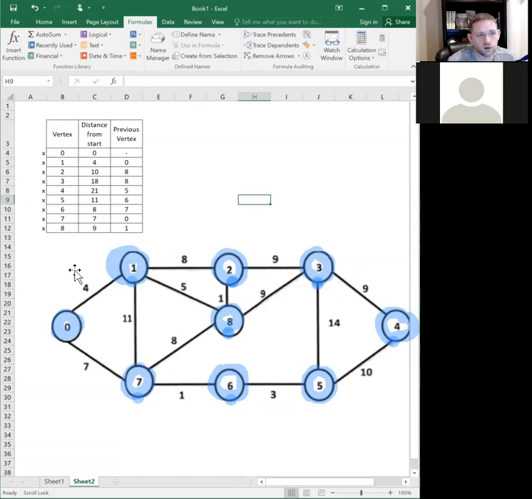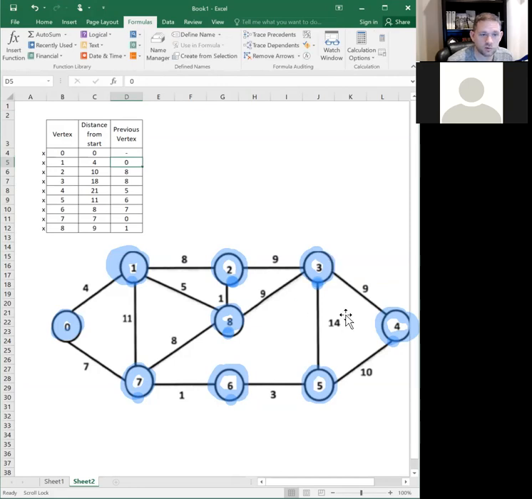get to 3 from 0? You go, oh, 3 has 18. That I get there through 8. Well, where would I go from 8? How did I get to 8? 8 had a previous vertex of 1. Look at 1. 1 had a previous vertex of 0. So you could always work your way backwards to find that route. So it'd be 0, 1, 8, 3.